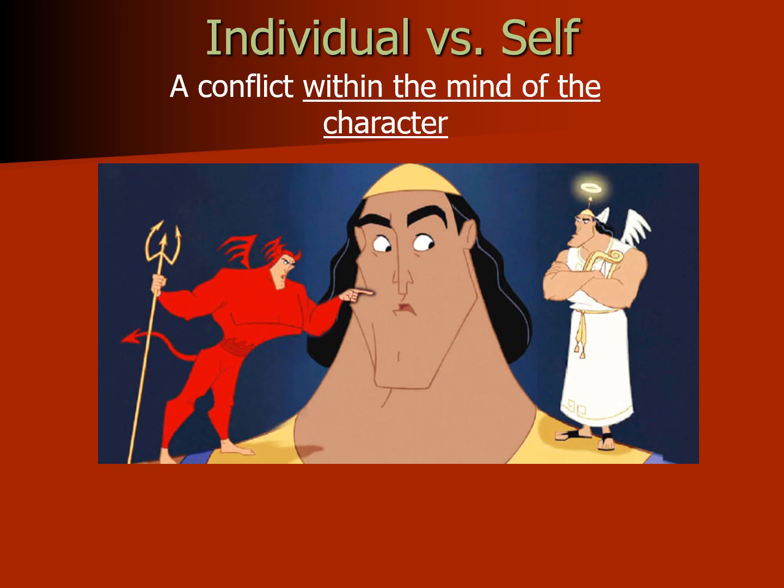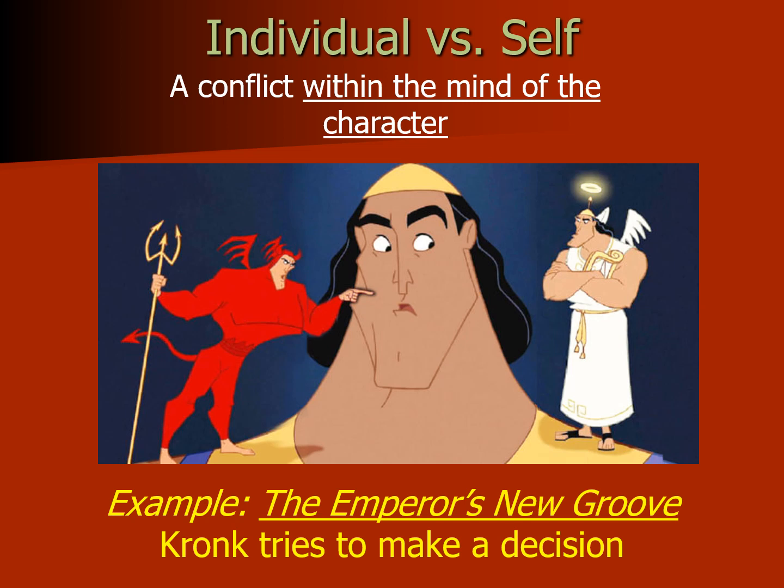Individual versus self conflicts can be very difficult to show because they're happening inside of the mind of a character, but TV shows and movies often find creative ways to show us what's going on inside a character's head. Our example comes from the Disney movie The Emperor's New Groove. One of the characters, Kronk, has to make a decision whether to save a character or to let him perish.